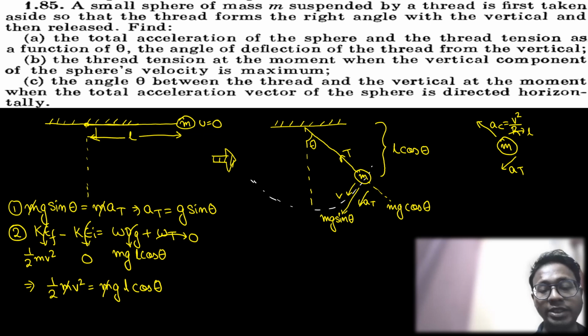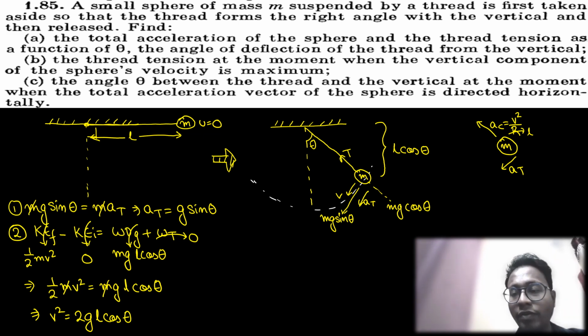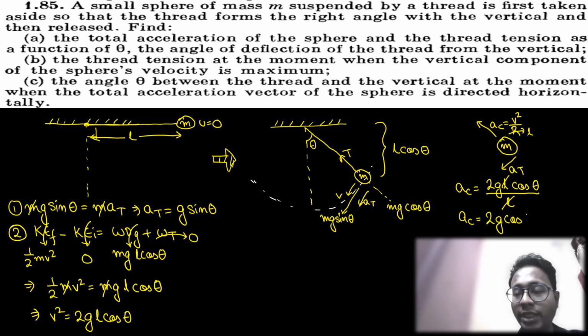Why? Because I want to find out the centripetal acceleration, which is equal to v square by r. So v square is equal to 2gl cos theta. The centripetal component of acceleration is equal to v square by r, or 2gl cos theta divided by r, which is equal to l. L and L get cancelled, so the centripetal component of acceleration would be 2g cos theta.